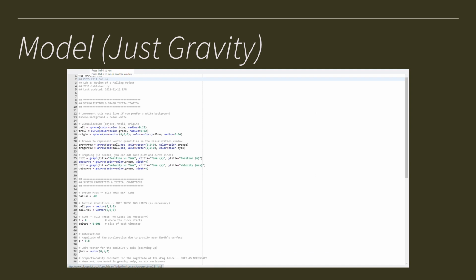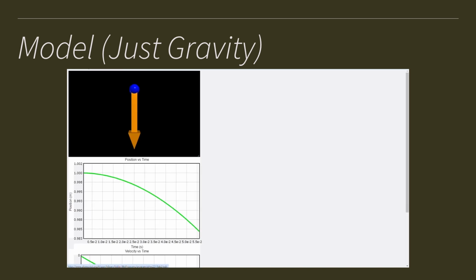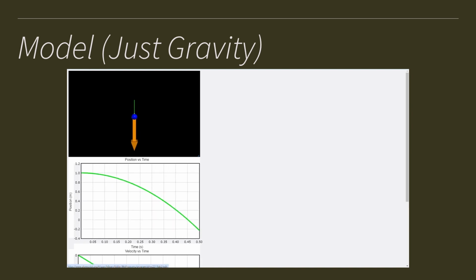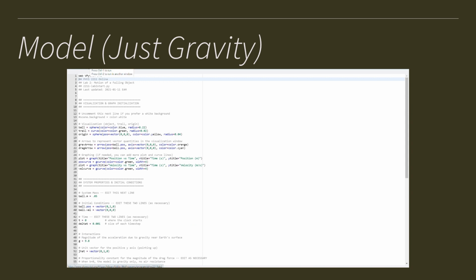So for my model with just the gravitational force, we have this here. The arrow pointing down is the gravitational force, and starting at the same height that was used in the experiment, we would end up just under 0.2 meters lower than the object actually fell, which shows that just gravity accelerates faster than the net force acting on the object.